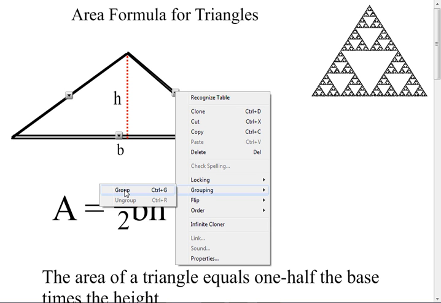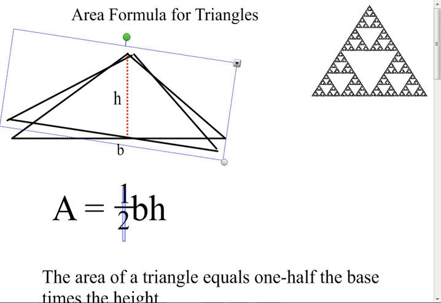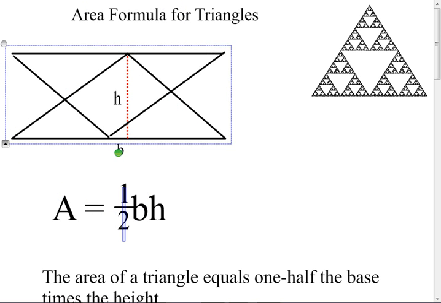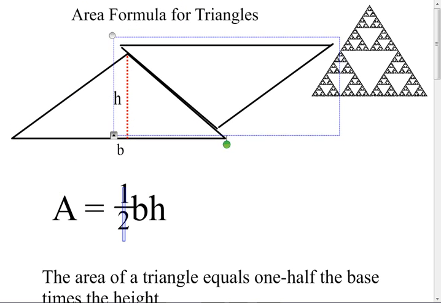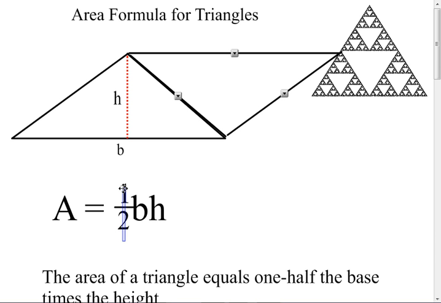Okay, so we're grouping that. And then I'm going to rotate this over and slide this over. And what's true about my two triangles since I copied it? They are congruent, right? And they form a parallelogram. I only want, though, the triangle. So I only want this.